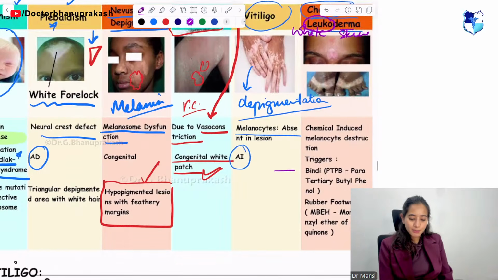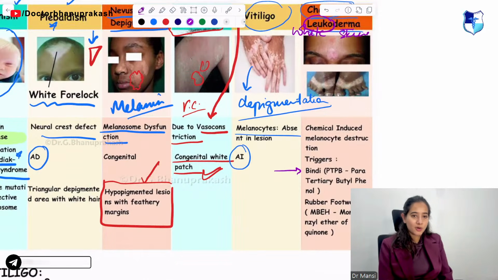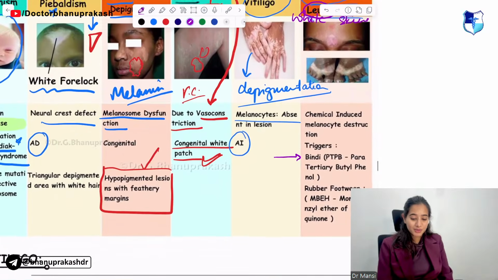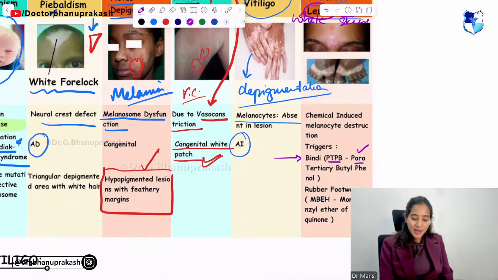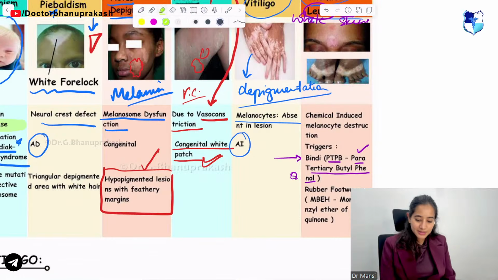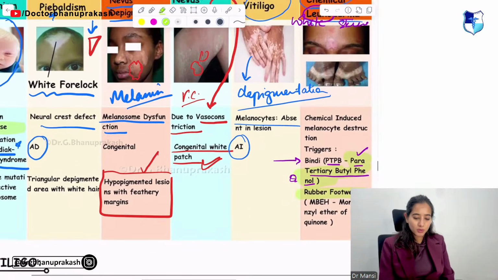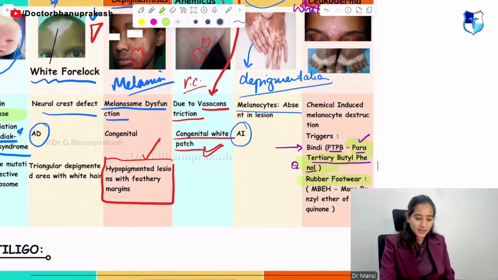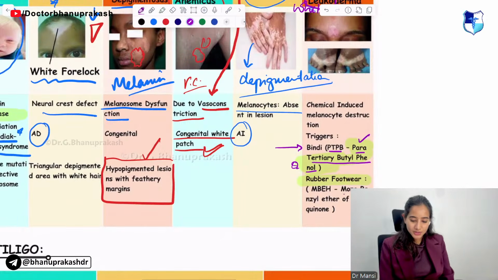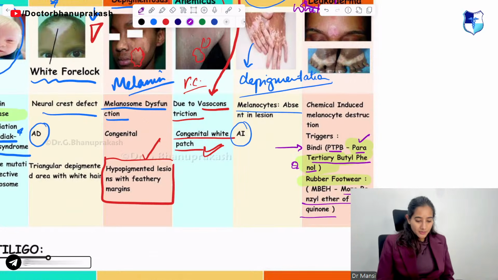If we see bindi dermatitis, which is commonly seen in India, and I've seen that in OPD as well, the trigger is para-tertiary butyl phenol. Don't forget the name of this chemical; they have asked this. And then we have rubber: sometimes people wear bad quality rubber footwear, which gives this kind of appearance. This is monobenzyl ether of hydroquinone, in the rubber footwear. Are we good to go?